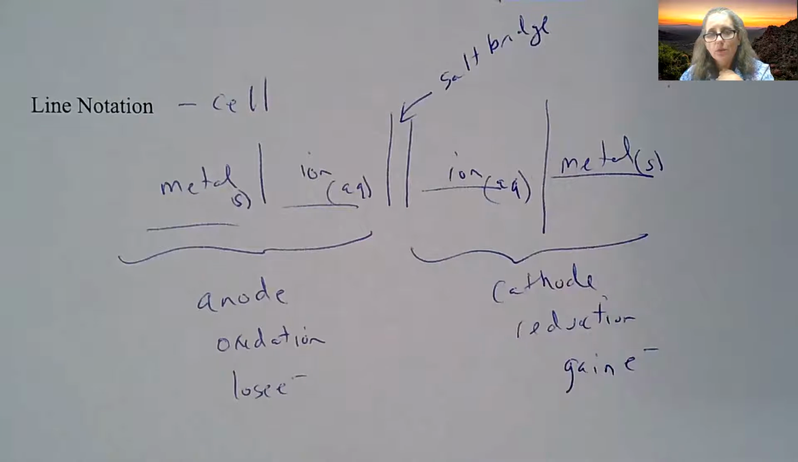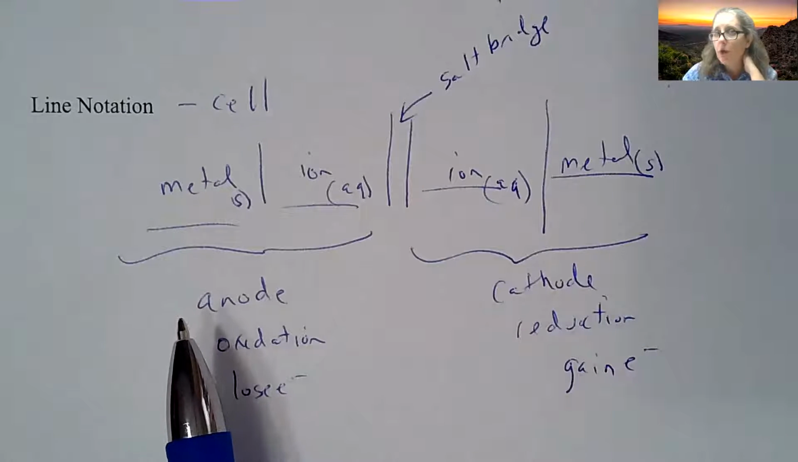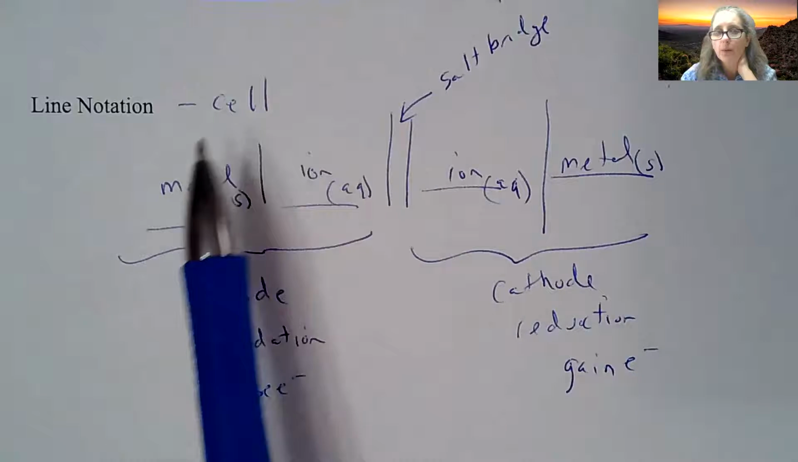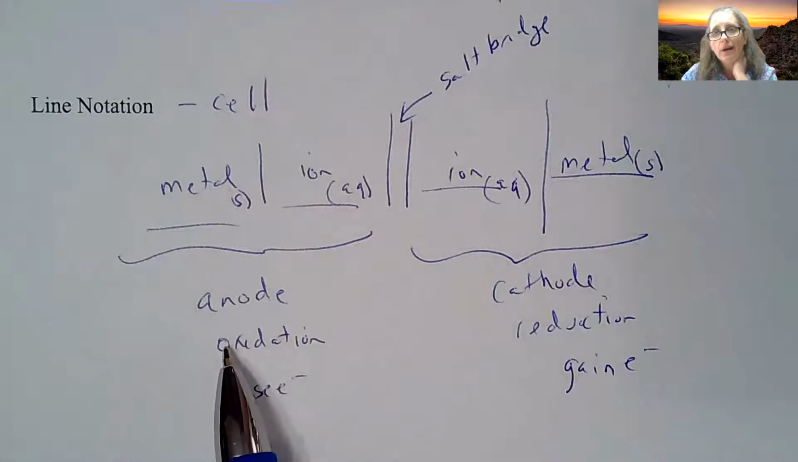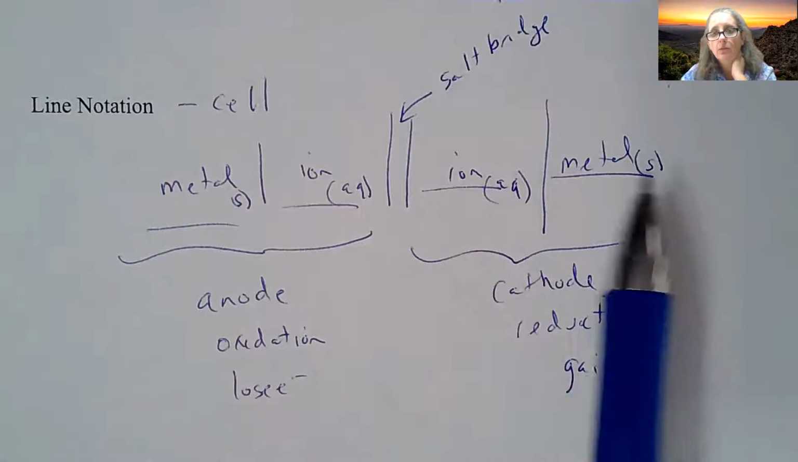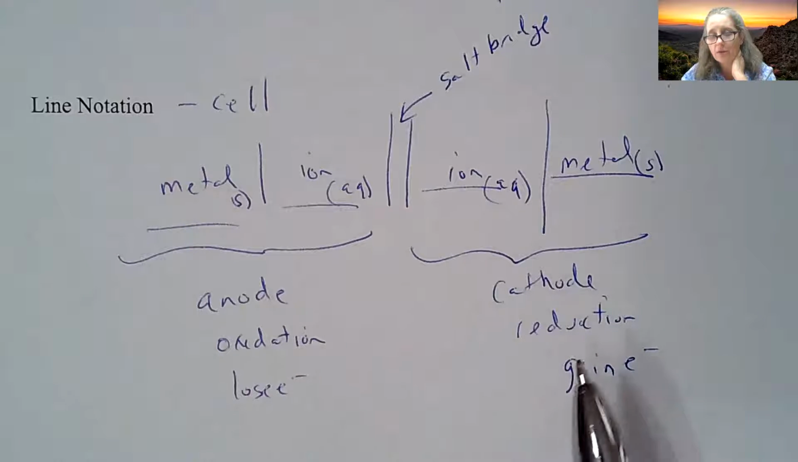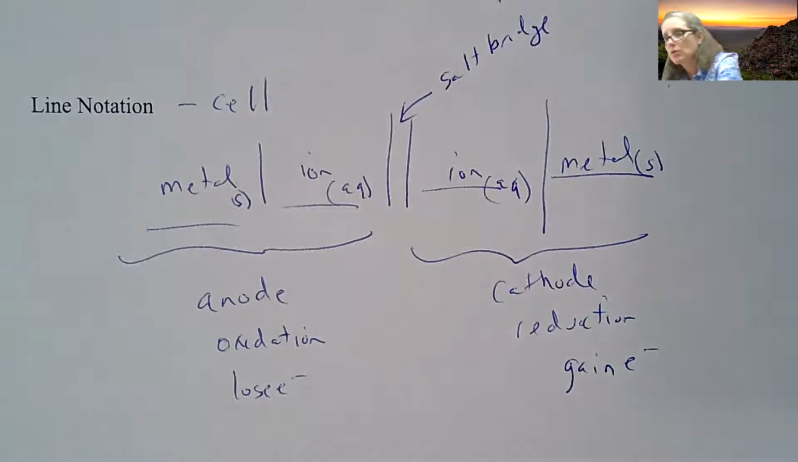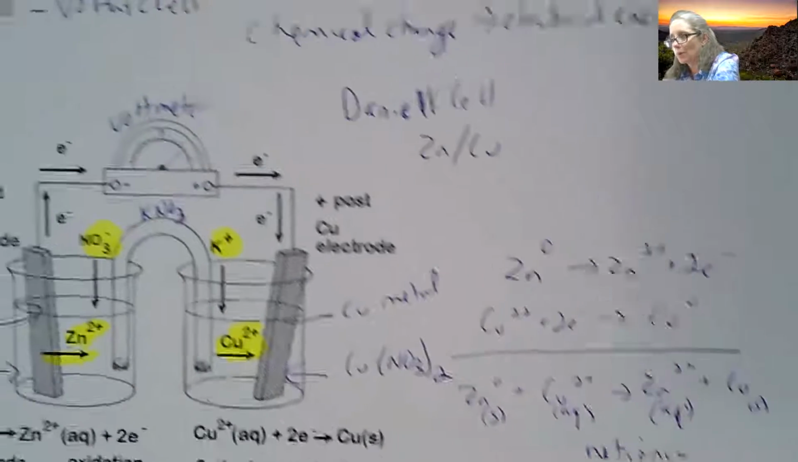Then you're going to write the ion symbol, and then the metal over here, with a line between the two. On the left-hand side will always be the components in your anode, where oxidation is taking place, where you have a loss of electrons. And on the right is always going to be the cathode, where reduction is taking place and you are gaining electrons. So let me show you with an example. It'll make a lot more sense.